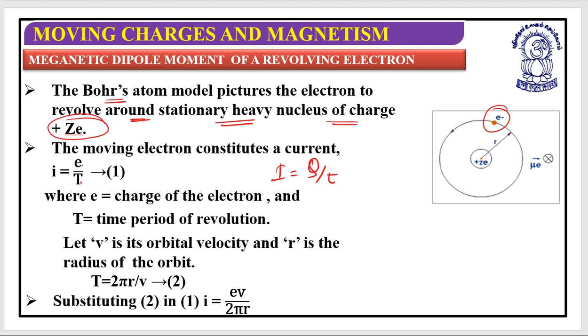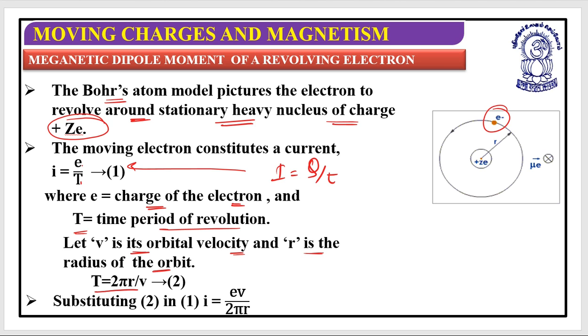We used to have I = Q by T. So we are doing the same thing. It's I = e by T, where e is the charge of the electron, T is the time period of revolution, and let's suppose that v is the orbital velocity, and r is the radius of its orbit.